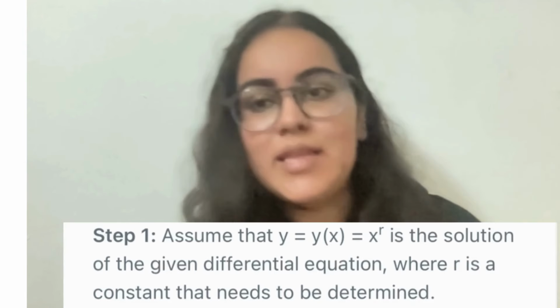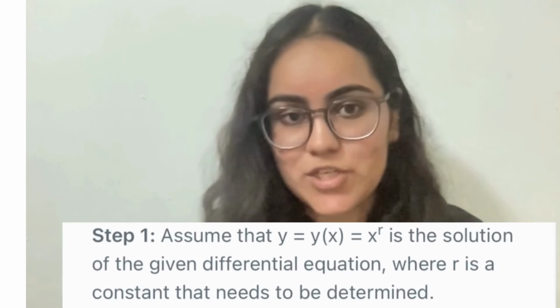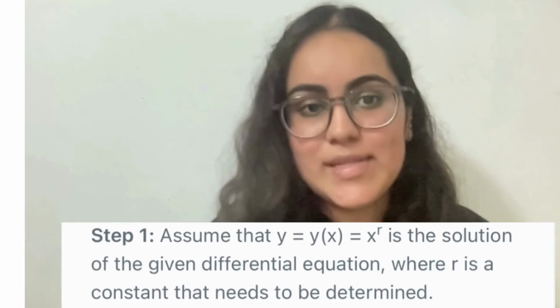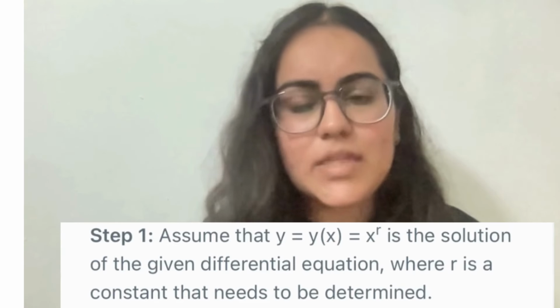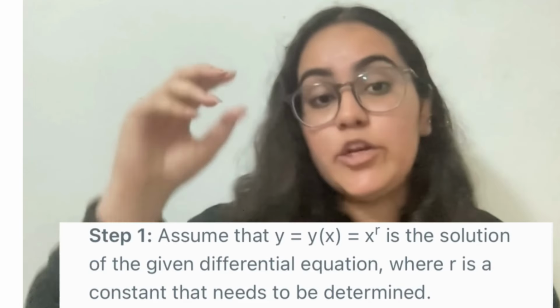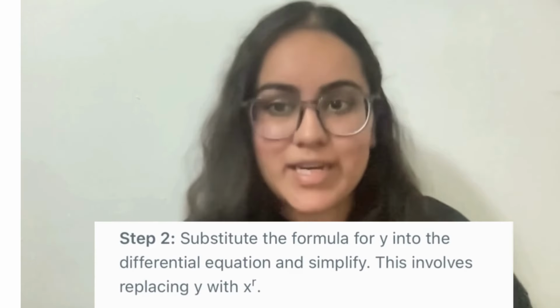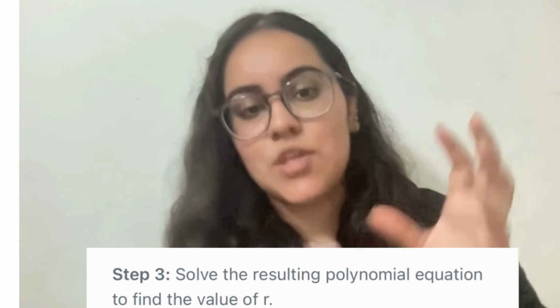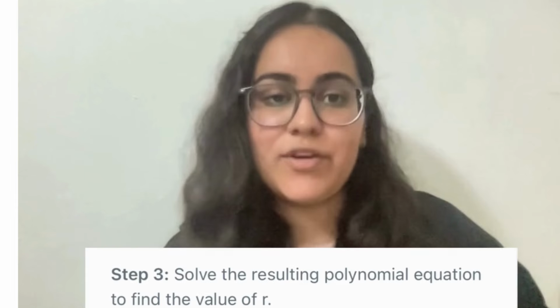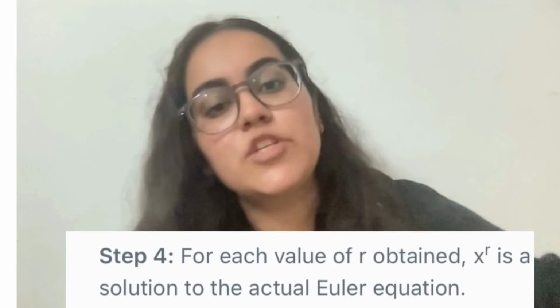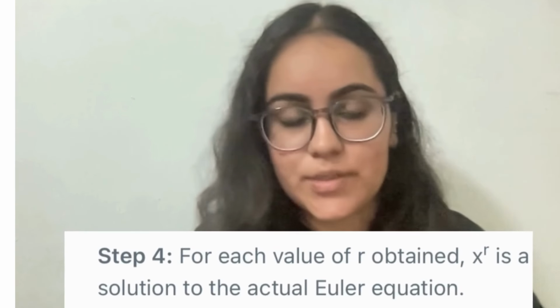Now, how do you actually solve these equations? The key step is to assume a solution of the form y equals x to the power m. When we substitute this into the original equation, we get something called the characteristic equation. Solving this equation gives us different values of m from which we can build up the general solution.